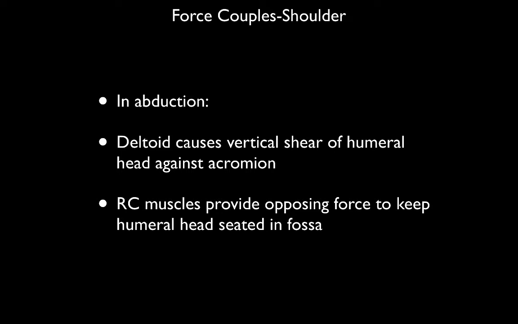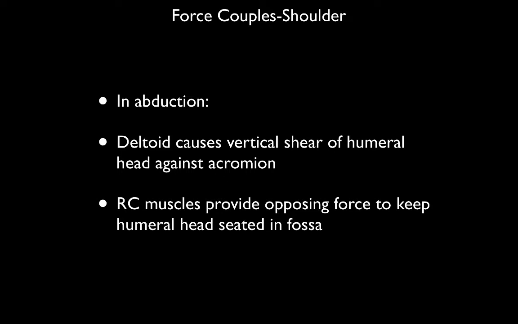We also have a force couple at the shoulder. Now, if you can imagine somebody standing with their arm at their side, as this person starts abduction, the deltoid muscle is what is responsible for this. If the deltoid muscle acted alone, then what would happen is there would be a vertical shear of the humeral head against the acromion. In other words, the deltoid would pull the head of the humerus up against the acromion process of the scapula.